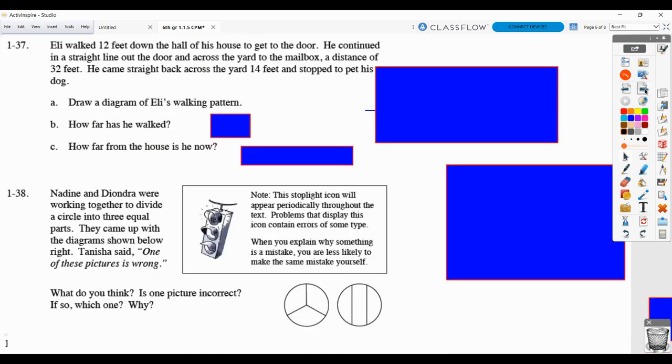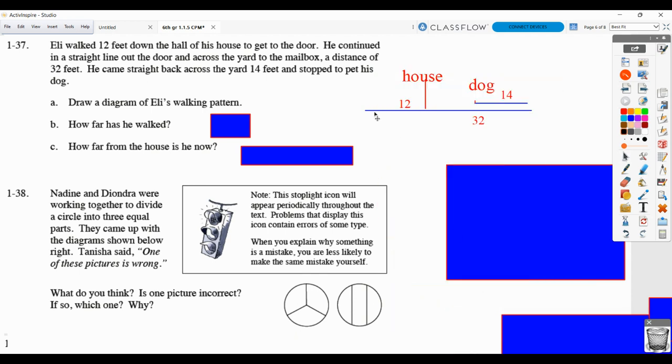So for this one, Eli walked 12 feet down the hall of his house to get to the door. He continued in a straight line out the door and across the yard to the mailbox, which is 32 feet. He came straight back across the yard 14 feet and stopped to pet his dog. So the first thing they want you to do is make a diagram. So this is my basic diagram.